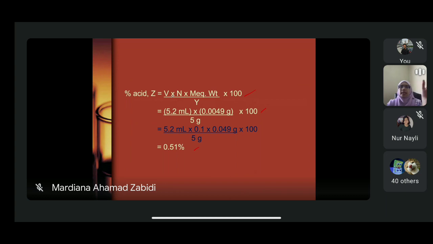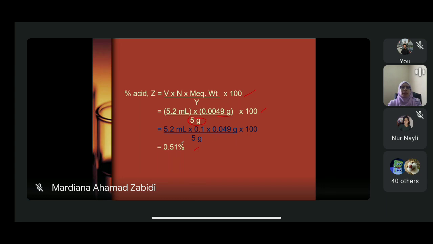Okay, so again to calculate the percentage of acidity, kita pakai equation V times by N times by milli equivalent factor divide by Y times by 100. Okay, it is given titration untuk sodium hydroxide, the volume of sodium hydroxide kita pakai is 5.2 ml times by 0.049 grams. Okay, this one has been given. This is meant for 0.1 normal sodium hydroxide divide by 5 gram is the weight of isotonic drink that we are using times by 100.